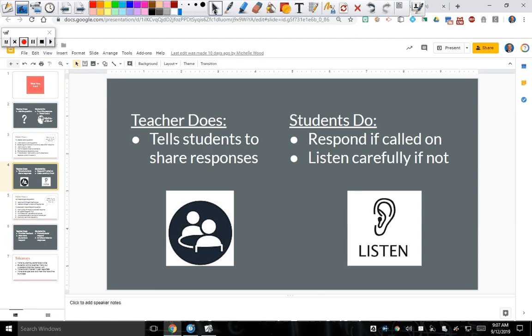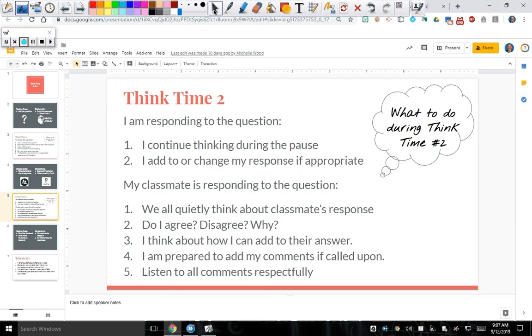So, tell students to share the response. Respond if called on. Listen carefully if not. Think Time 2. I'm responding to the question. I continue thinking during the pause. I add or change my response if appropriate. So as someone is saying something, you might change what you were originally going to say. So let's say I'm about to call on Caleb and Noah. And I call on Caleb first, and Caleb's giving an answer, and Noah's thinking about what Caleb is saying right now, and at the same time, what was he thinking? He possibly might add or change or alter, and that's what this is talking about.